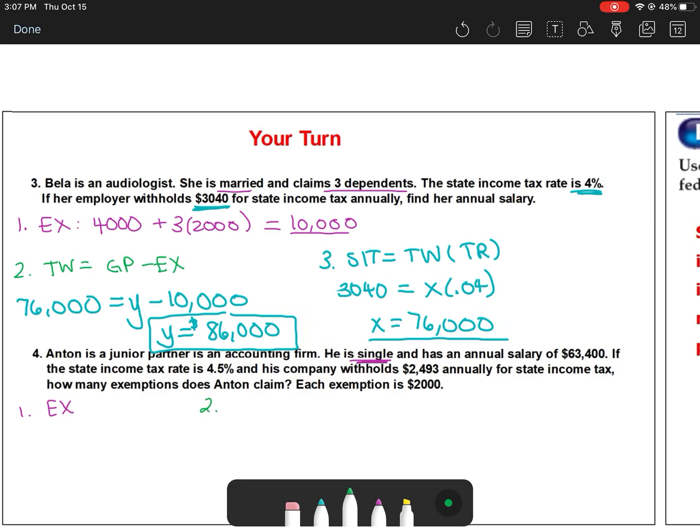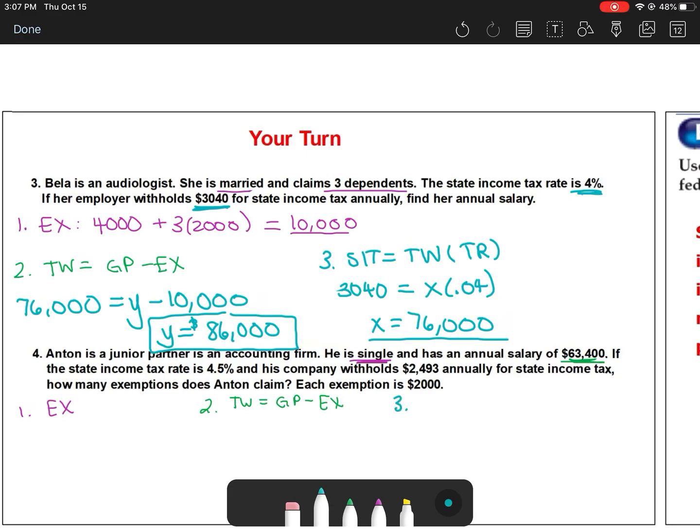But let's go to 2. So 2 is my taxable wage equals my gross pay minus my exemptions. Okay, well, I have my gross pay, that's $63,400, but I can't get my taxable wage because I don't know my exemptions. Okay, so it's looking kind of sad, like how can I even do this problem? Well, let's go to part 3.